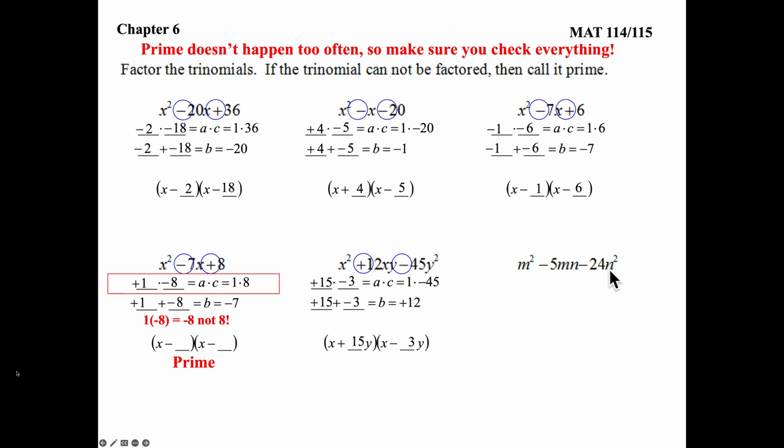Okay, m squared minus 5mn minus 24n squared, same situation. N's will finish it. It's a minus 24, so my signs are opposite, and the bigger number goes with the minus sign. I think we did this one before. What two numbers multiply to be 24 and subtract to be 5? 8 and 3. 8's going to carry the minus sign. Put that in the minus blank. 3 goes in the plus blank.